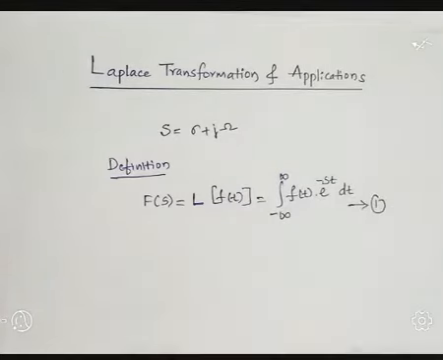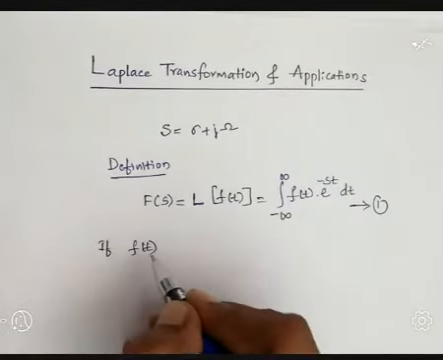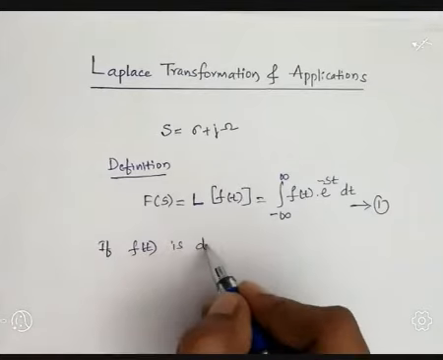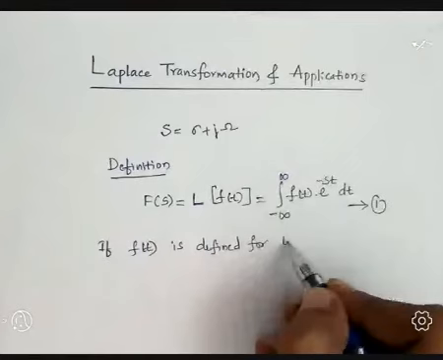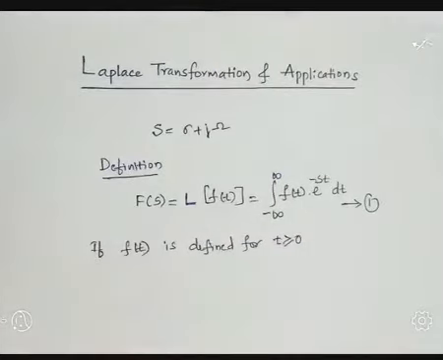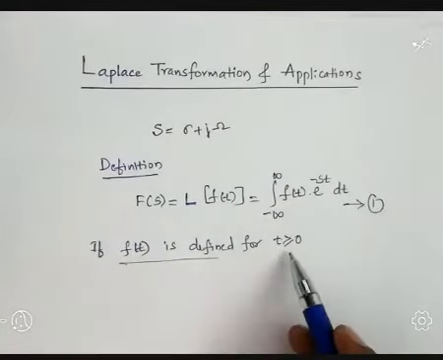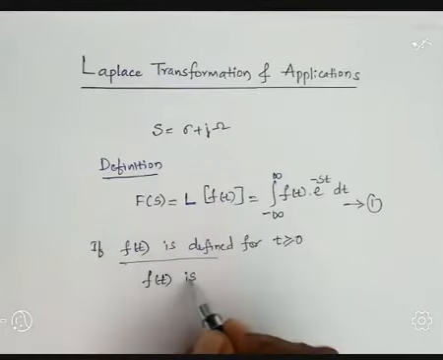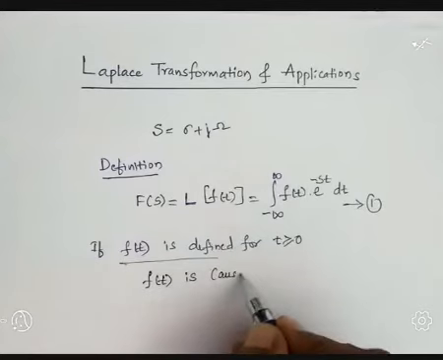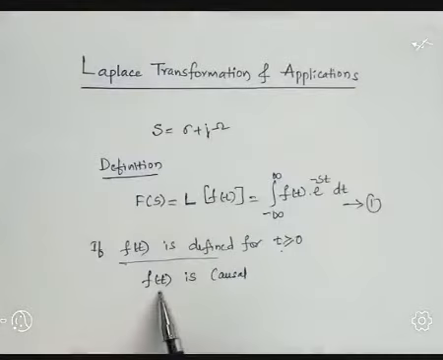Now, if f of t is defined for t greater than or equal to 0, what does it mean? This indicates that the function f of t is a causal function. If f of t is present only for time t greater than or equal to 0, then the function f of t is called a causal function.